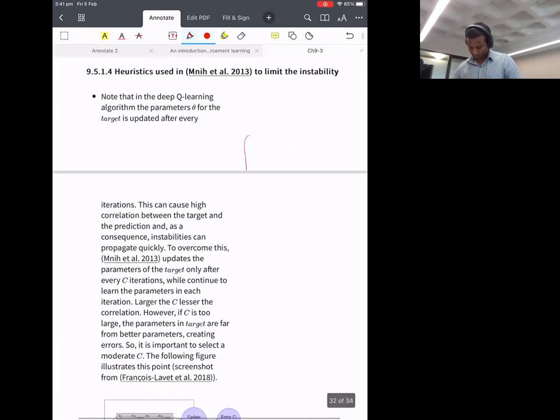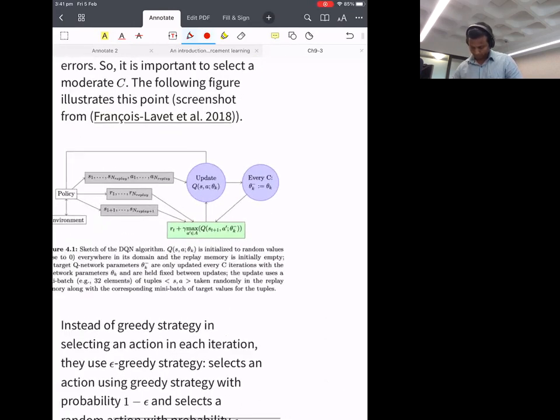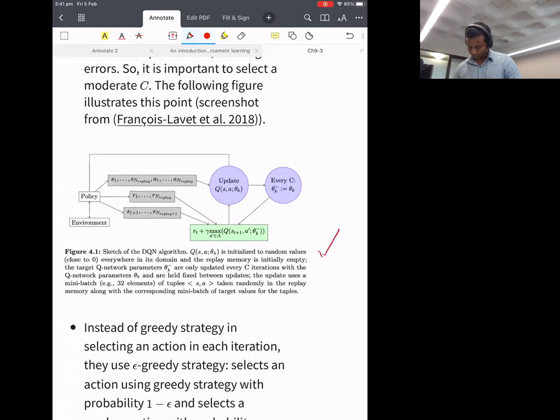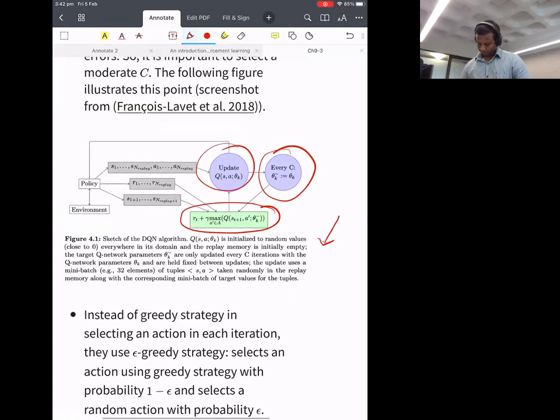That is what I'm explaining here. It can be illustrated; this is just a screen grab from another review paper. After every C iterations, you update the target, but the Q prediction is updated every time you move to a new state.